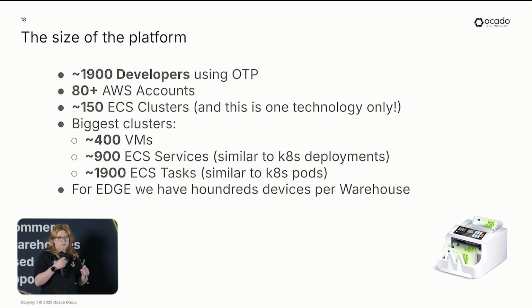Almost 2,000 developers are using our cloud platform. We have over 80 AWS accounts and almost 150 ECS clusters. And ECS is only one technology. We used more than one. Our biggest ECS clusters consist of 400 VMs, 900 services, and ECS service, for those who don't use ECS, it's like Kubernetes deployment. Those services start around 2,000 ECS tasks. ECS task, let's compare it to Kubernetes pods. And this is only the cloud part.